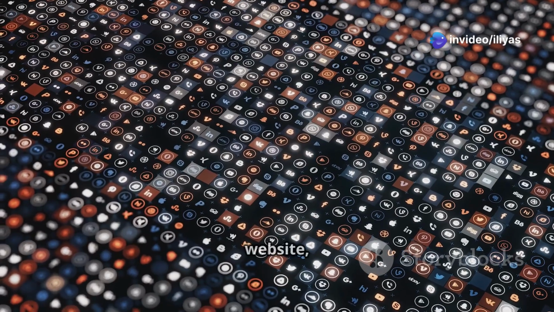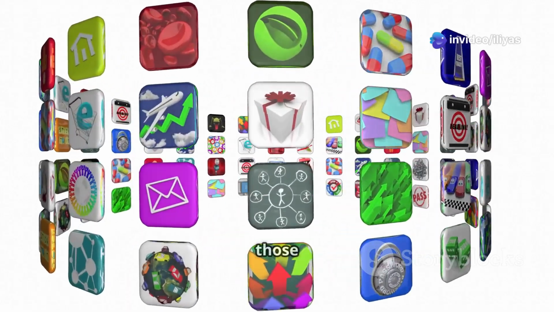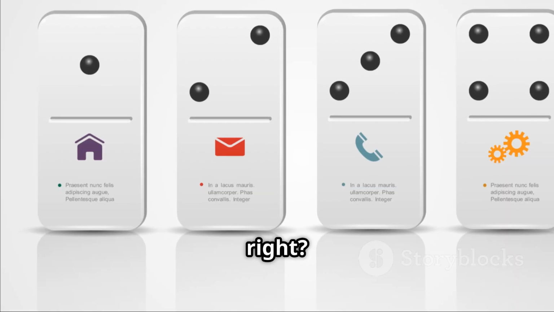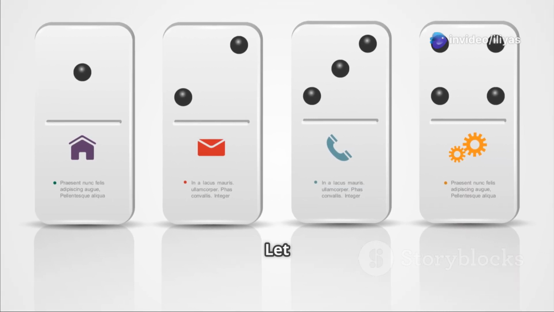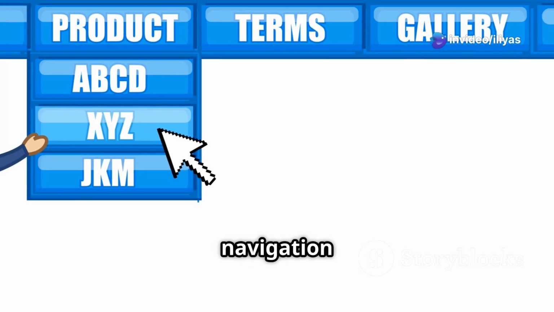Imagine this, you land on a website and it's just a sea of icons. No labels, no text, just those little visuals that are supposed to magically tell you what to do. Looks cool, right? Super minimal, super modern, but also super confusing. Let me show you what I mean. Here's a design I whipped up earlier, just a bunch of icons for a navigation menu.